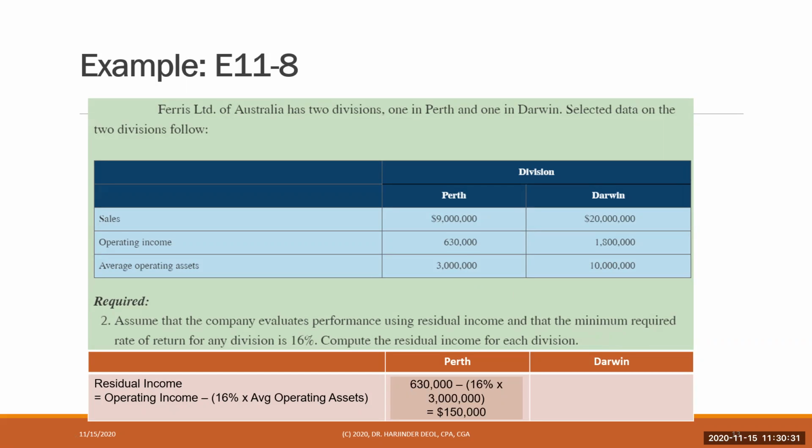In comparison, for the Darwin division, operating income of $1.8 million minus the minimum income, 16% of $10 million, $1.6 million, gives us residual income of $200,000. So in terms of residual income, the Darwin division has a higher residual income.